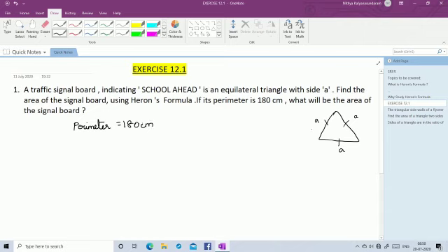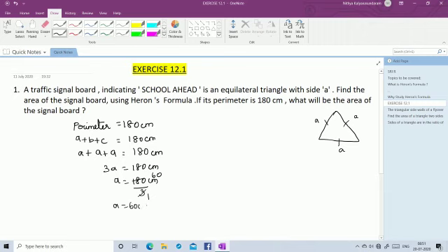So first, using this perimeter, calculate the side. Perimeter is a plus b plus c is equal to 180 centimeter. So you add all the sides of the triangle. Here the side is a, so a plus a plus a is equal to 180 centimeter. 3a is equal to 180 centimeter. It is multiplied, so if you move it to the other side, it should be divided. a is equal to 180 centimeter by 3. So 3 times 6 is 18, 3 times 60 is 180. So a is equal to 60 centimeter.